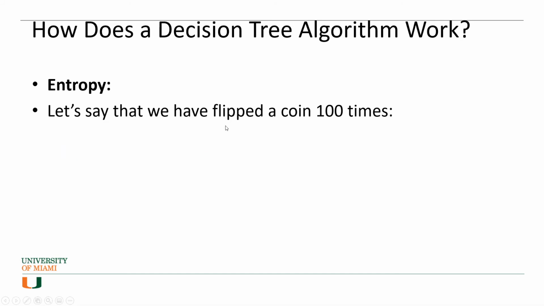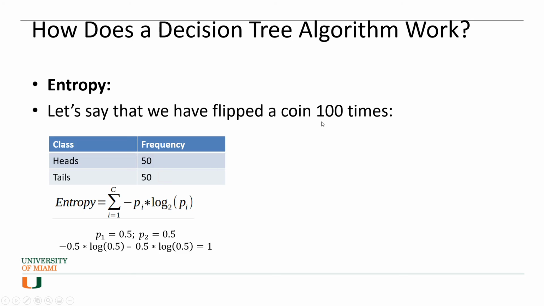So let's say that we have flipped a coin 100 times, and in the case that it is actually a fair coin, out of those 100 times, we had heads 50 times and tails another 50 times. Now, if you plug in its formula, you have to first calculate the p_i for each of the outcomes. So the probability of heads in this particular case is going to be 50 over 100, which is equal to 50%, and the probability of tails, or p2, is also going to be 50%.